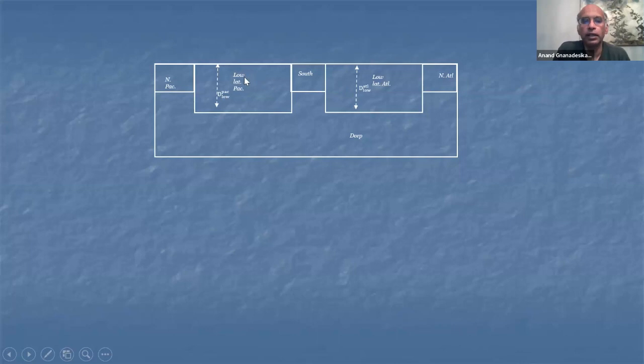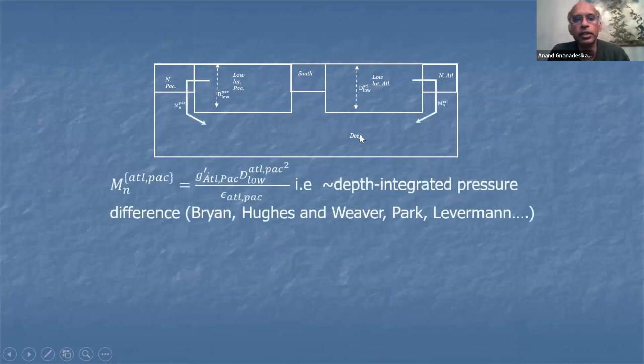We have a low latitude pycnocline, or a bowl of light water, in both basins that can have a different depth. The basic idea is that in either basin, we can have an overturning that depends on the density difference between these two boxes times the square of the depth of this bowl of light water. This is something that is seen in large-scale climate models, although the reasons for that are something we can discuss afterwards. It's not obvious that that's the whole story.